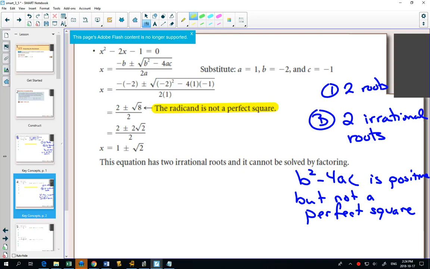Sometimes questions won't care if they're rational or irrational. They'll just say, how many roots does this equation have? And so with the 2 roots, if we want to summarize when are we going to have 2 roots, whether they're irrational or rational, it's if the b squared minus 4ac is bigger than 0. In other words, anytime you have a positive number inside your square root, you're going to get 2 answers, because you're going to add it once and you're going to subtract it once, and you'll get 2 different answers.